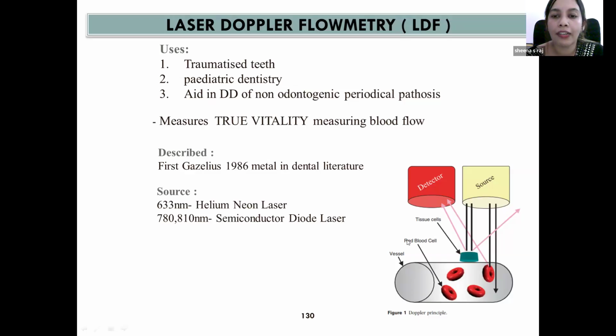What we use is a helium neon laser, and a semiconductor laser is also there. Here, there will be a source of laser being given. There will be RBCs flowing through the blood vessel. Sometimes in necrotic pulp, there might not be flowing RBCs, so the amount of scattered laser will be less. That is how we actually detect.